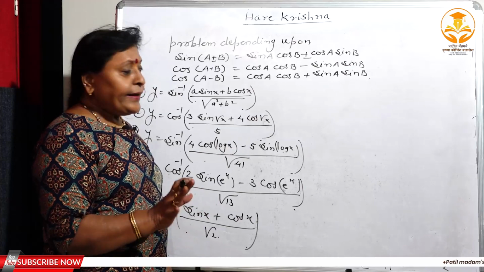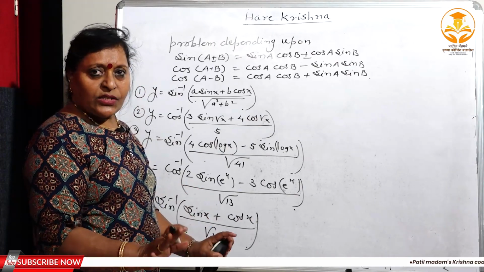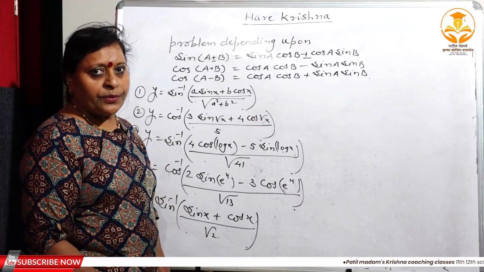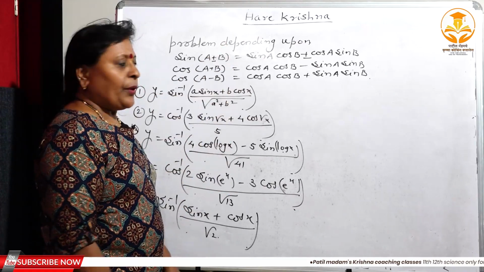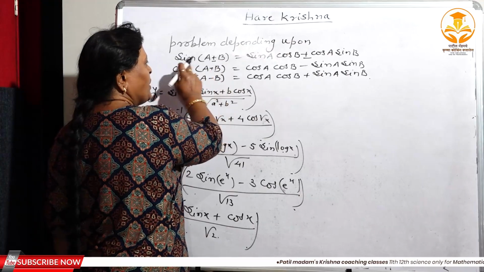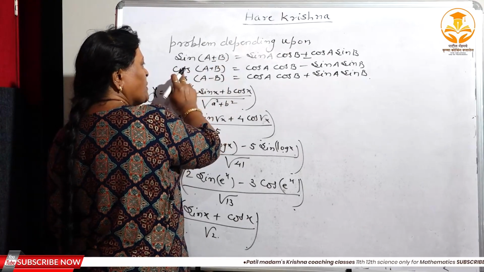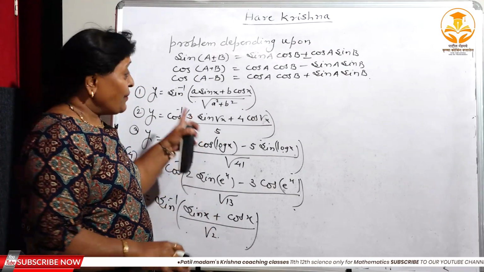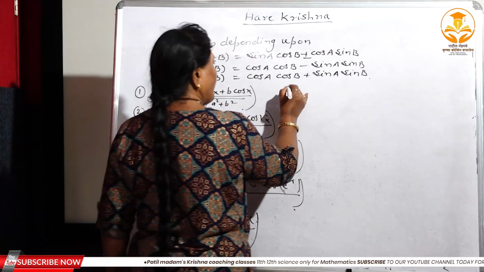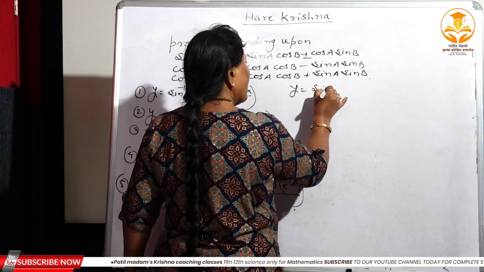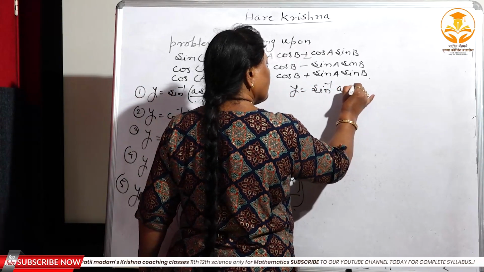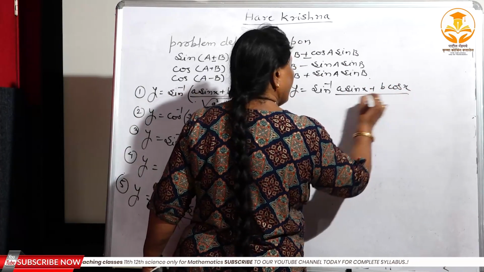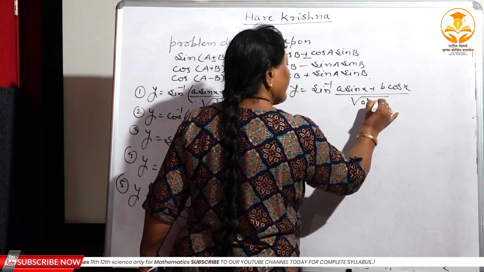I have already told you that this is a vast concept, so there are a variety of problems. So again the problem depends upon the angle addition formulas: sin A plus B, sin A minus B, cos A plus B and cos A minus B. Now how will you use these formulas here? See here, the first problem, y is equal to sin inverse of (A sin x plus B cos x) divided by root of A square plus B square.